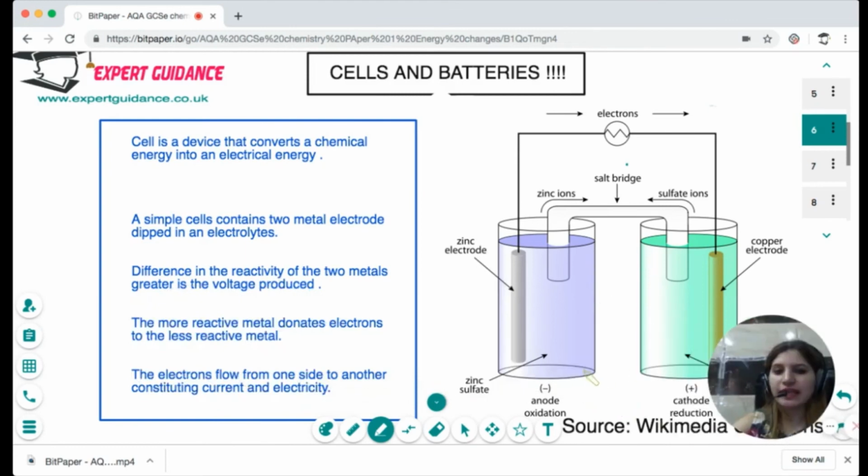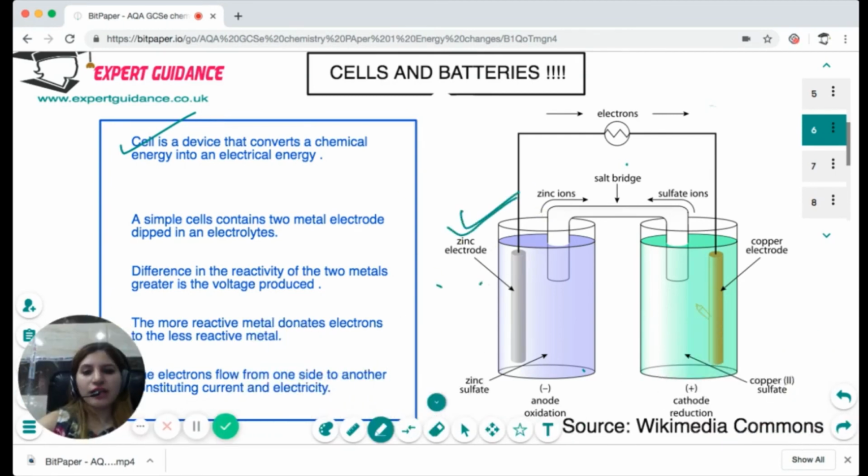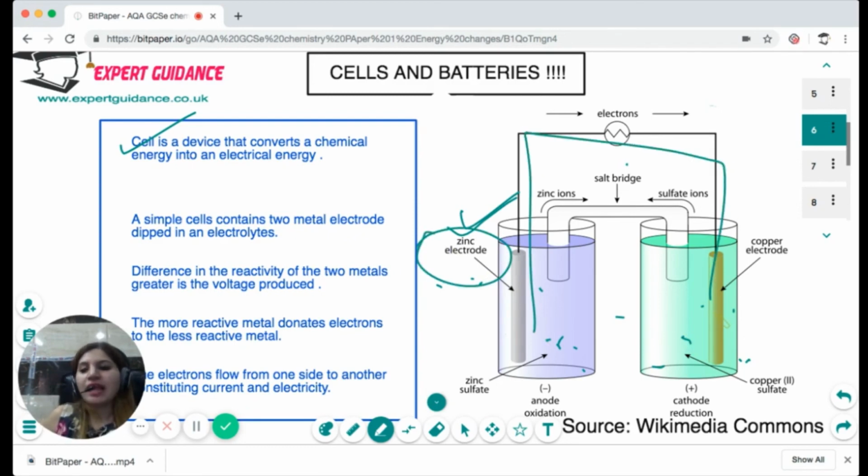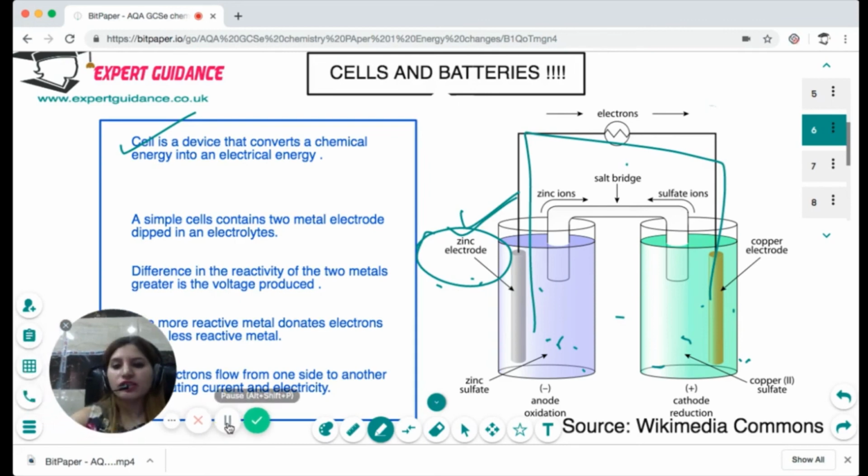Now, what is a cell and a battery? A cell is a device that converts chemical energy into electrical energy. In a simple cell apparatus, you can see on the left side, we have two metals, zinc and copper. They both are dipped into a solution of the electrolyte, zinc sulfate and copper sulfate. The more reactive metal will send electrons to the less reactive metal, and this movement of electrons will generate electricity as it constitutes the electric current. Okay, so this is how we do the cells and the battery.